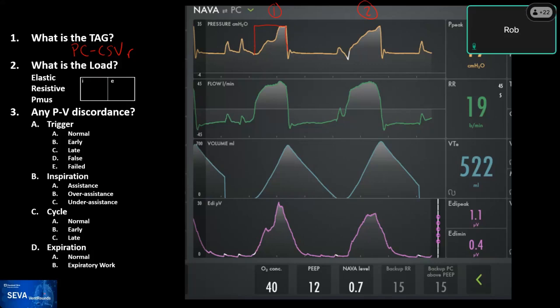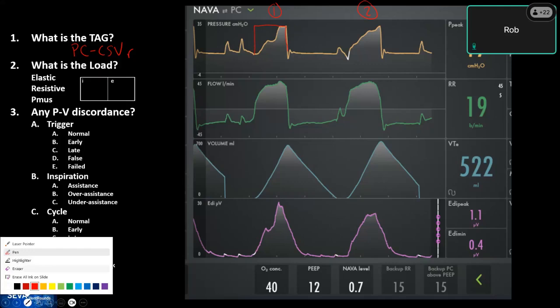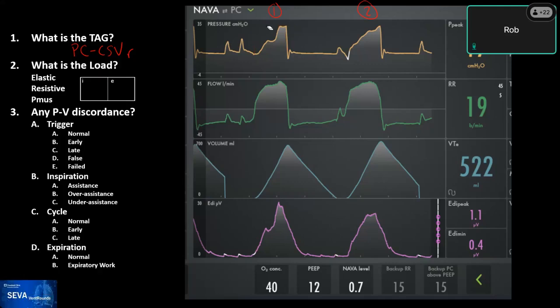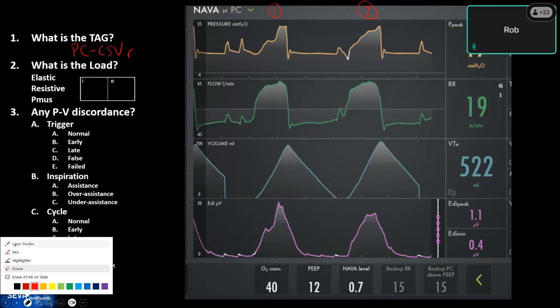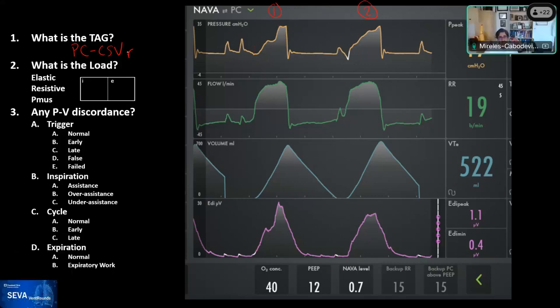No, just to reinforce what you said, the servo targeting makes the inspiratory pressure waveform look similar to the EDI waveform. And then the CSV just means that it is a patient-determined signal that is triggering the breath and cycling it. And in this case, it's being triggered by the electrical activity of the diaphragm.